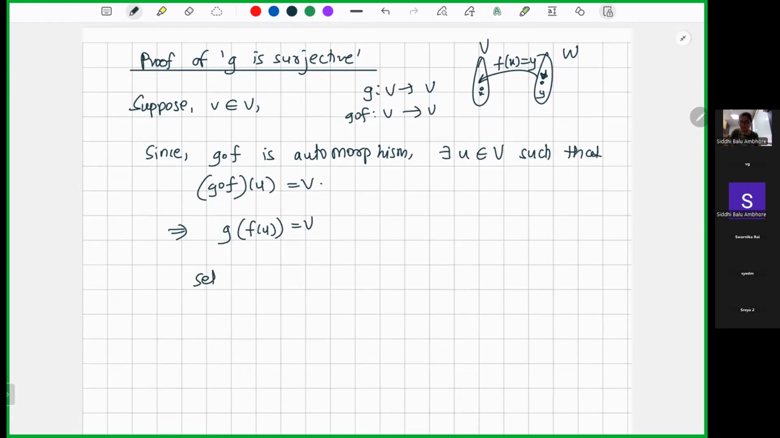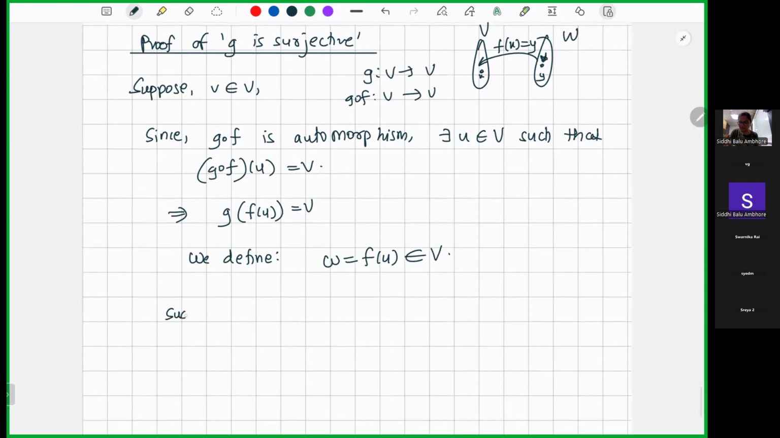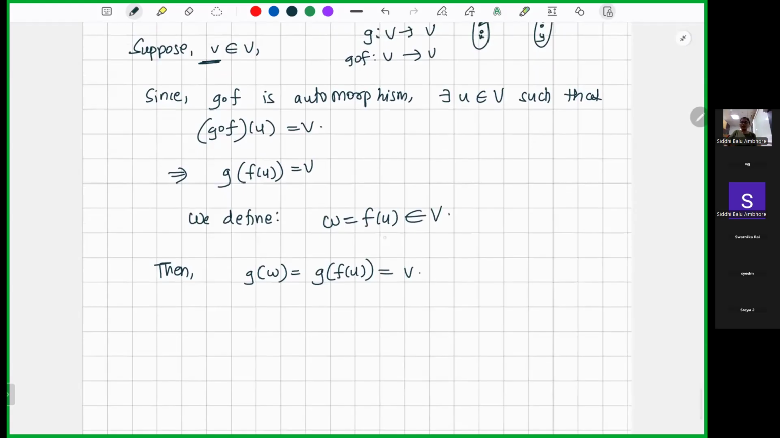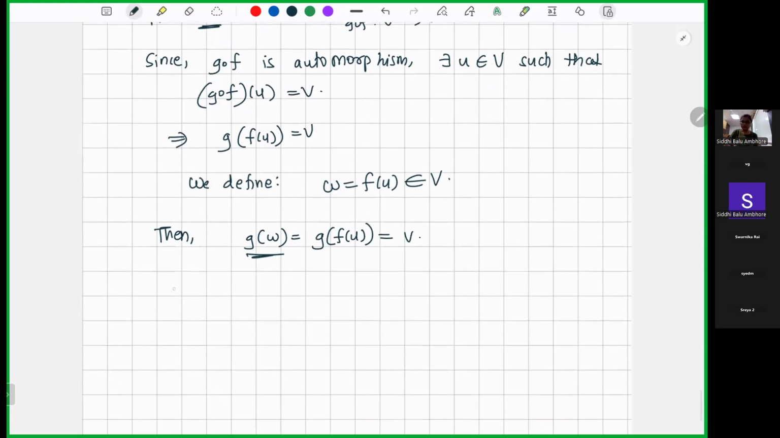So we define W to be F of U. This is my element in V, such that G of W, that is G of F of U, is V. So for each V, I could find this W such that G of W is V. Hence G is surjective.